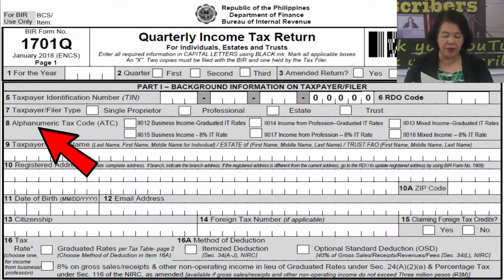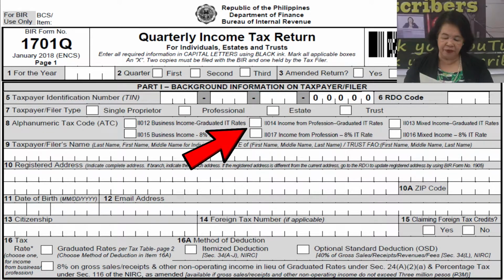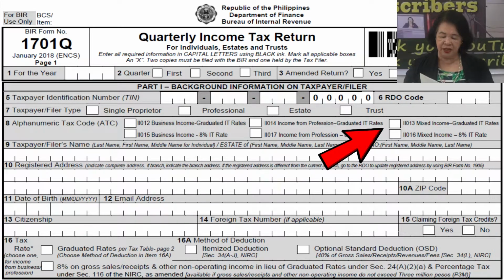Alphanumeric tax code, line number 8. So, check po natin dito kung business income siya, graduated IT rates, or business income siya na 8% IT rate. And then, income from profession, graduated IT rates, or income from profession na 8% IT rate. Or mixed income siya, graduated IT rates, or mixed income na 8% IT rates.